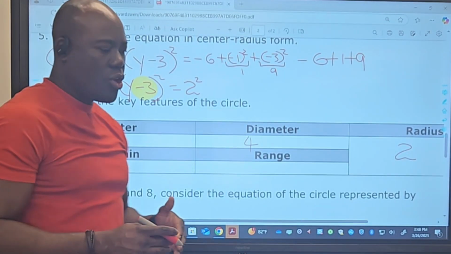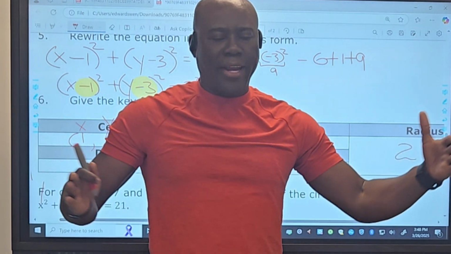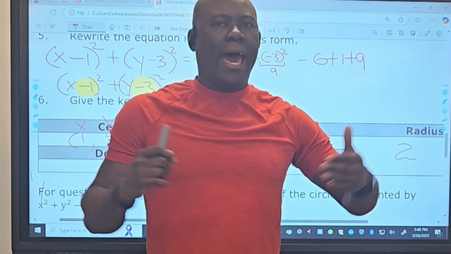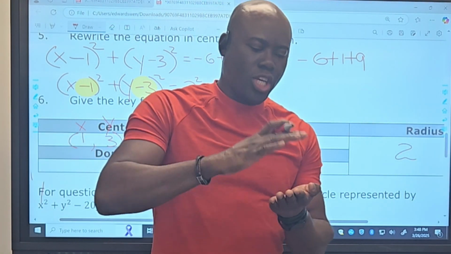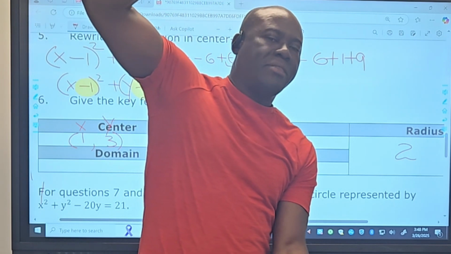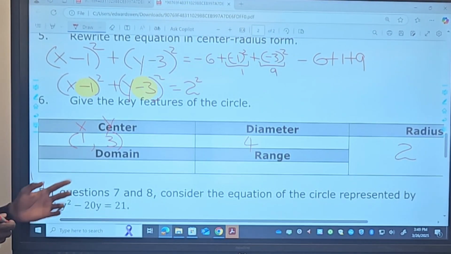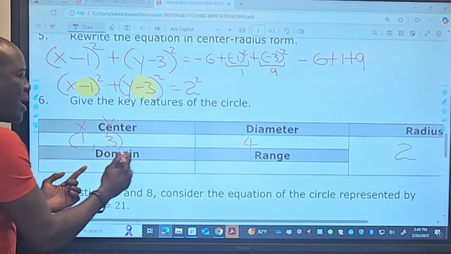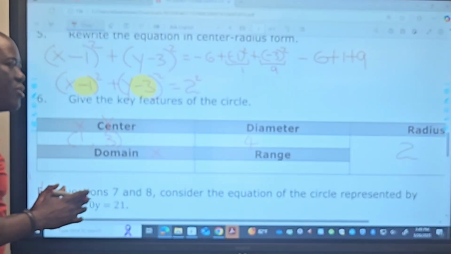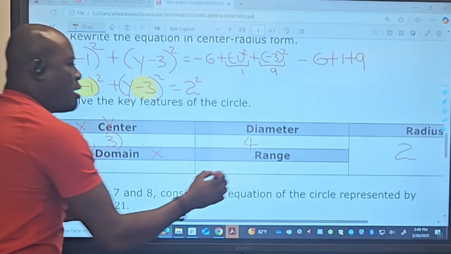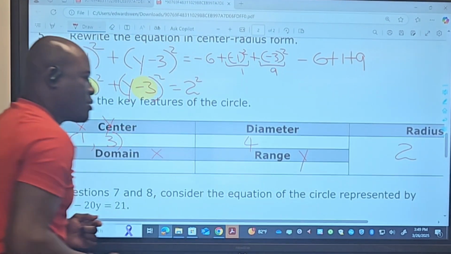When we speak of the domain, we're referring to how broad is my graph. And when we talk about the range, it is how tall is the graph. So let us quickly take a look. What it means for my domain is that my domain is referring to my x values and my range is referring to my y values.